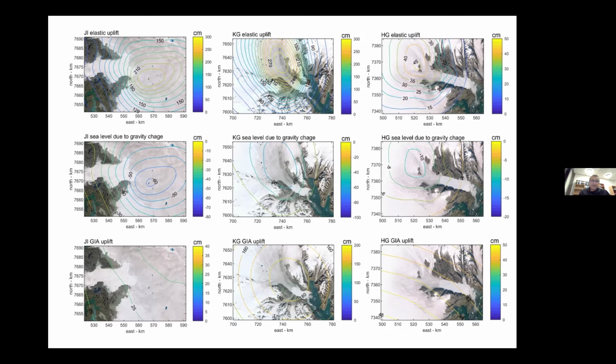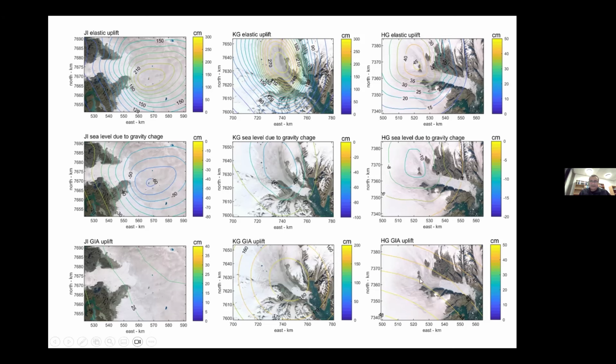And on the other hand, when we have this ice loss, water is moving away from the glacier. So the water level here, for Jakobshavn, decreased by half a meter. For Kangerlussuaq, again, approximately half a meter, and in the order of 10 centimeter for Helheim.